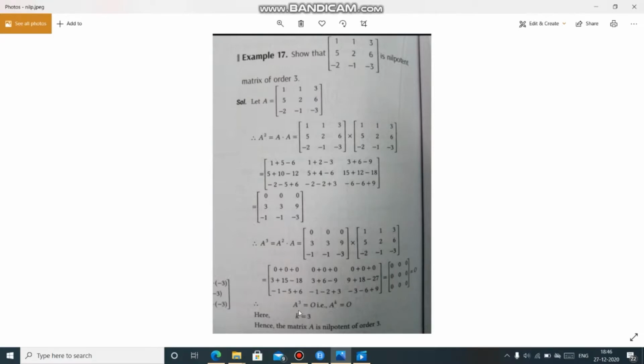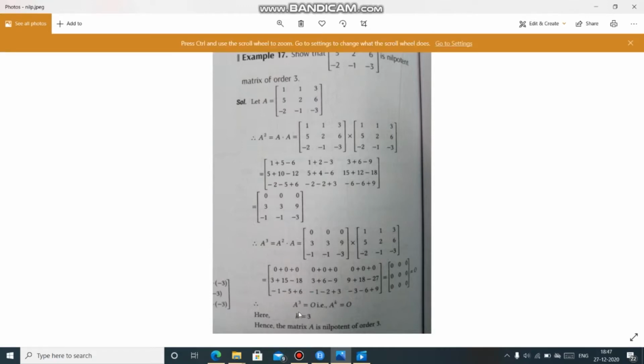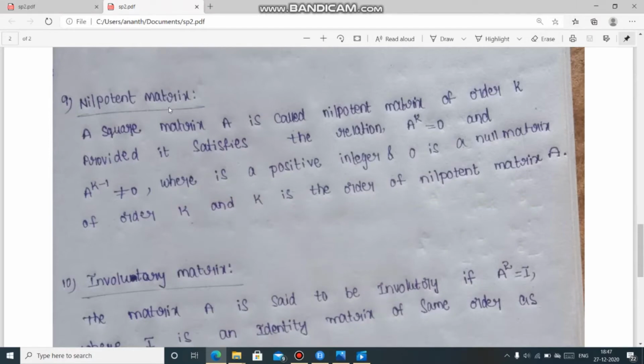So A cube is equal to 0, and we know the condition A power k is equal to 0. By comparing this condition with this value, we get the value of k is 3 and the matrix A is nilpotent of order 3. So I hope that you all understand clearly how we find a nilpotent matrix.